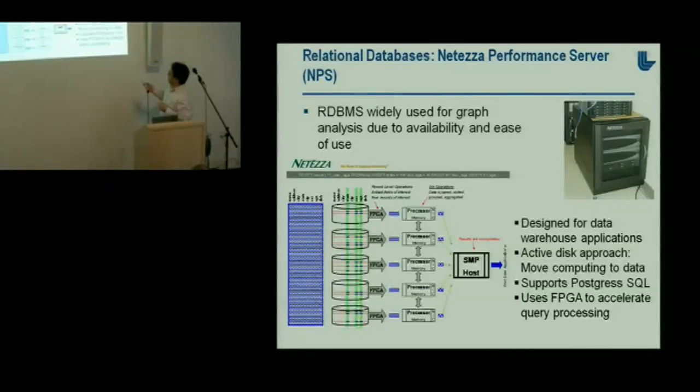And it uses an FPGA on each data node, so when the user submits queries, they get compiled, and portions of that query are loaded into the FPGA to expedite the query process. And also, this technique made this machine very expensive.